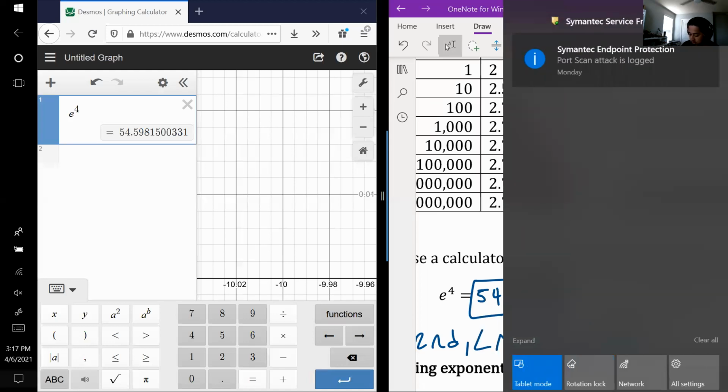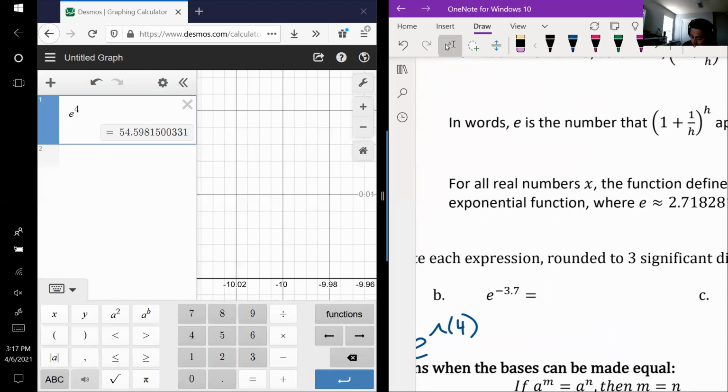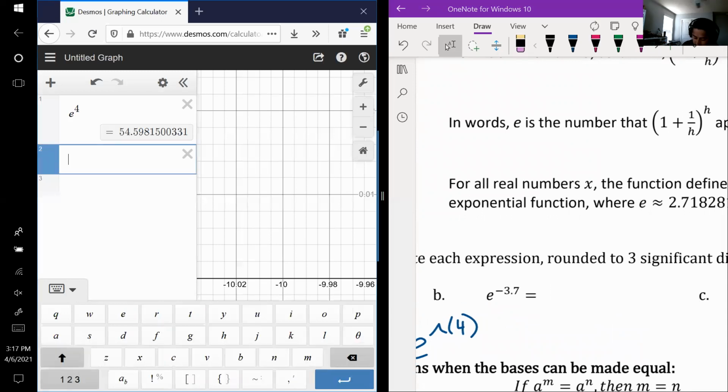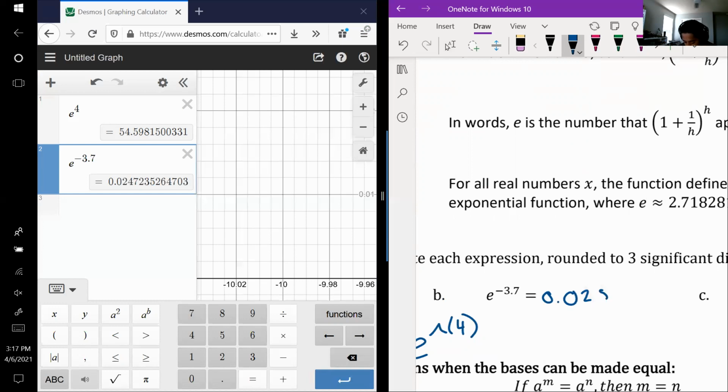All right, and do the same thing here. e to the negative 3.7. So I have e raised to the negative, and for your calculator, make sure you hit the negative button, not the subtract button. So negative 3.7, and you'll get 0.025. That's 3 digits, right?